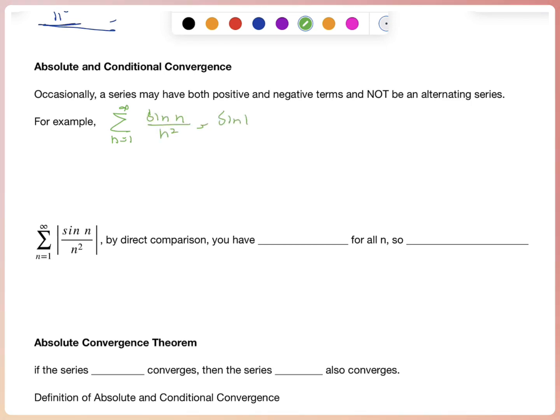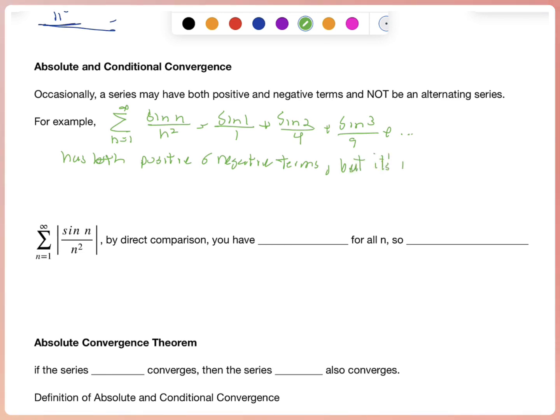So the summation of n equals 1 to infinity of sine of n over n squared has some positive terms and some negative terms when you evaluate sine of 1, sine of 2, sine of 3, etcetera, in radians. So this has both positive and negative terms once evaluated, but it is not an alternating series. And sometimes a good hint that it's not an alternating series is that it doesn't have that negative 1 raised to an n or n plus 1 power.